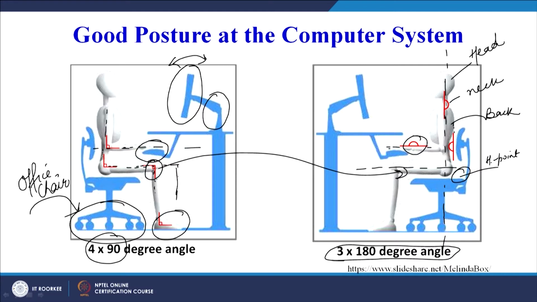This is the leg, this thigh, and the other one is the leg and the foot. So 4 90 degree angles and 3 180 degree. This is an ideal posture, and I believe, to be very practical in nature, all these 7 angles are very difficult to maintain.